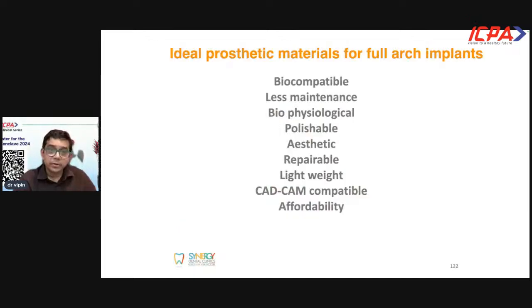Now I'll talk about materials that are used for full arch implant cases. We talked about teeth. Now we'll talk about full arch implant cases. What do you expect from a full arch implant dental material? It should be biocompatible, of course. It should be of less maintenance or no maintenance. It is biophysiological. What do you mean by biophysiological? Since an implant doesn't have a periodontal ligament, the elasticity should be provided by these materials like PEEK, Bio HPP.